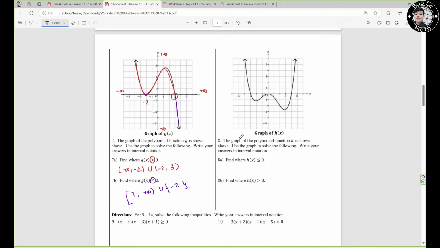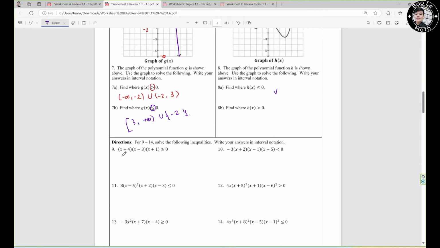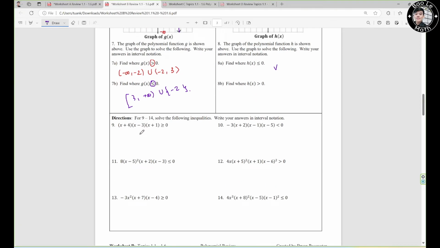Now look at question 8 right here. Alright, question 8, I'm going to leave it for you to practice. Alright, question 9. We need to solve the inequality right here. So the first step you need to do is to find the 0 of this one. So x plus 4 equal to 0, and then x equal to negative 4. Now x minus 3 equal to 0, and then x equal to 3. The last one x plus 1 equal to 0, and then x equal to negative 1.